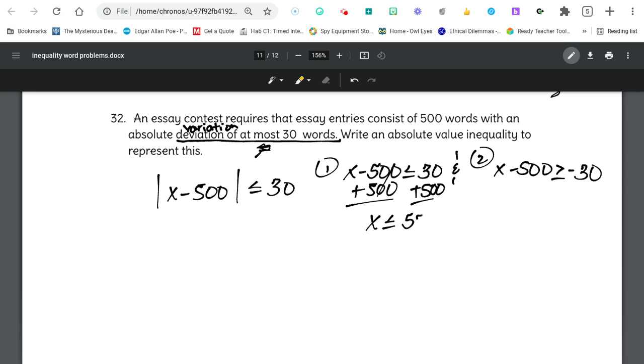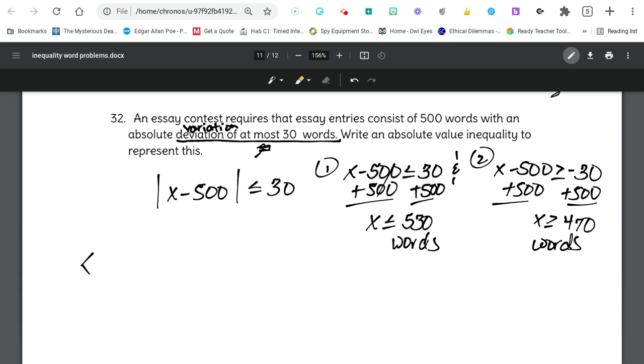So at most, your essay can have 530 words. At the least, if you enter that contest, your essay can have 470 words. Or anywhere in between these two, okay? But everybody knows 30 under 500 is 470, 30 over 500 is 530. But again, the whole objective is to create the inequality.